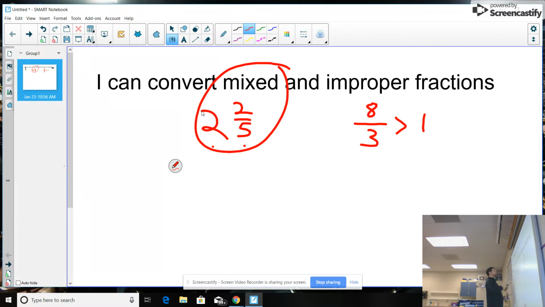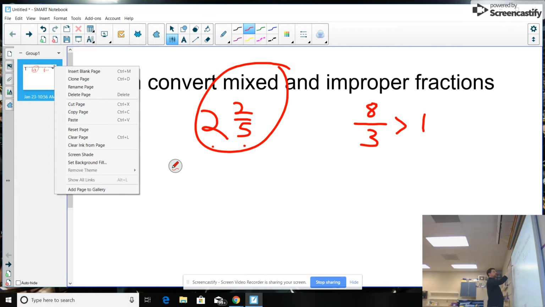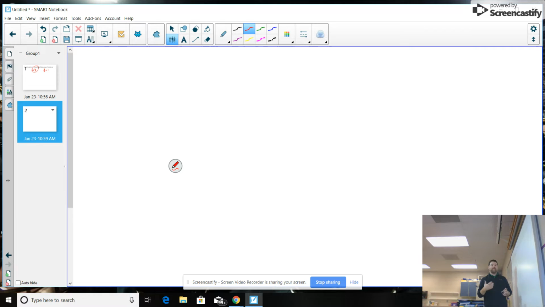Okay, so going to the next page is where we'll talk about what I mean by converting. What I'm saying is we can have any improper fraction also become a mixed number, and any mixed number we can convert back to an improper fraction. They can become equivalents to each other. It's kind of a way of simplifying them.